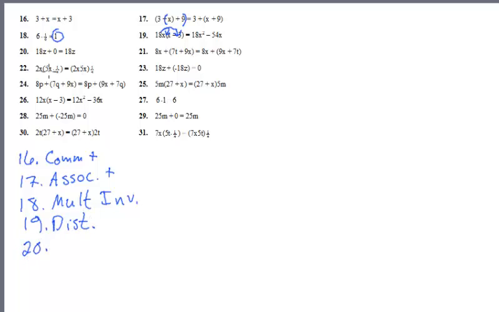Number 20. 18z plus 0 equals 18z. Here's that invisible number with regards to addition, and so that is the additive identity.